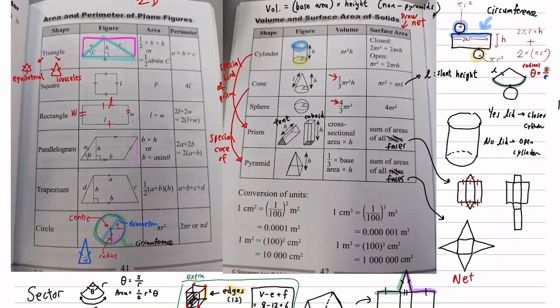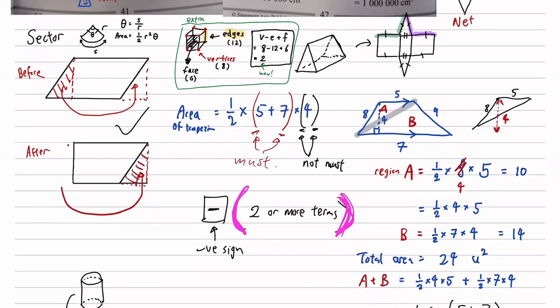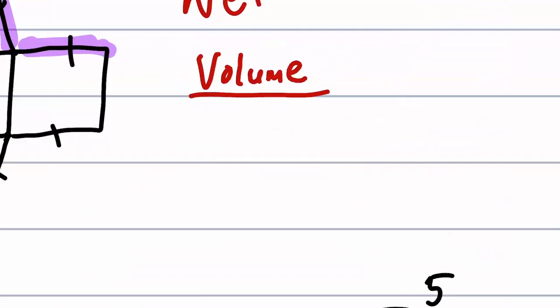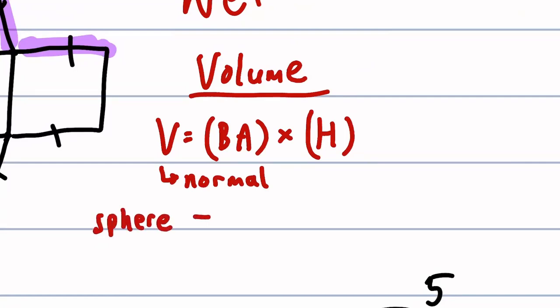And actually, to summarize all the formulas, you only need to know 4 things. Let me try and write it somewhere. Volume will always be base area times the height for normal shapes. Then what's not normal? Not normal will be things like sphere. This one, no choice, need to memorize. For sphere, the volume is equal to 4/3 pi r cubed.